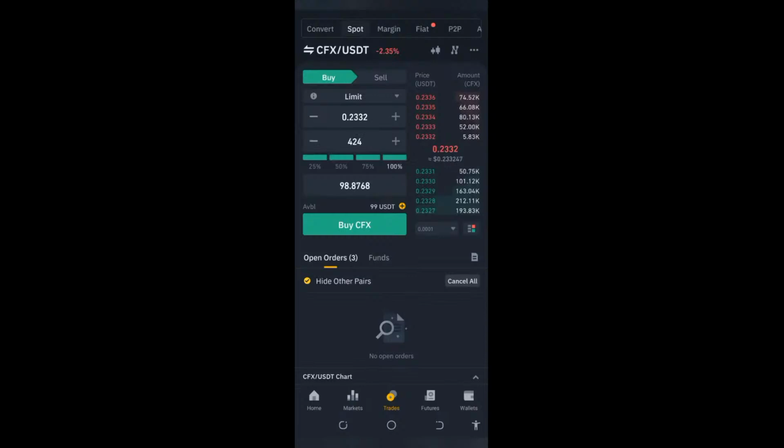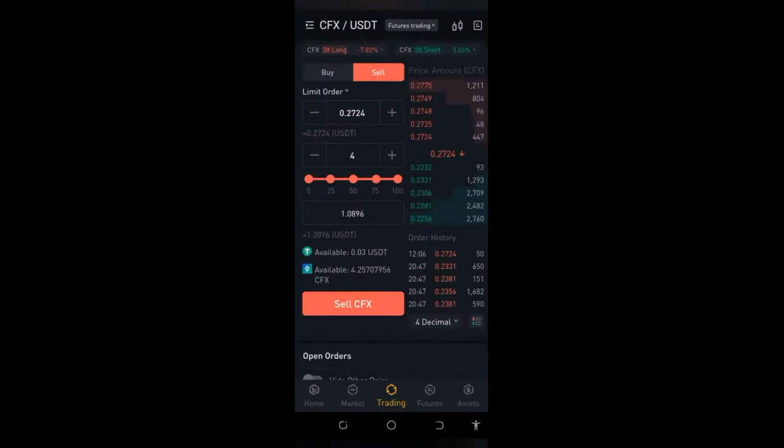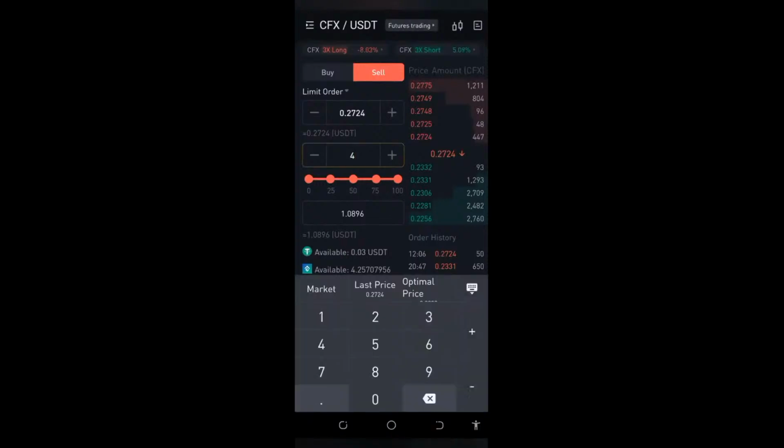Oh, 424. So maybe if I send over 424, let's even say it's 423. In the process, we lose 1, right? So let's put 423. So we should actually get $15. But now look at it. $15 profit. It's 423.